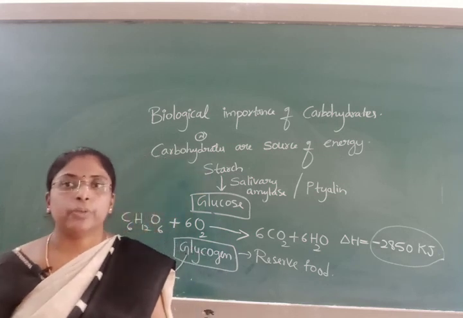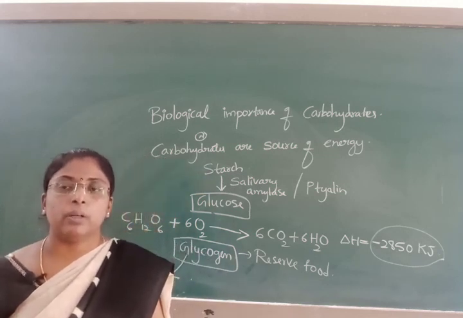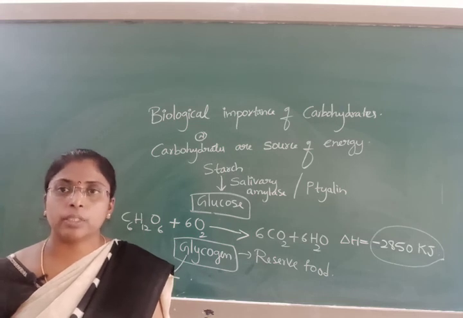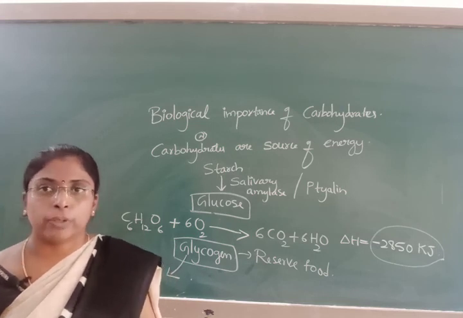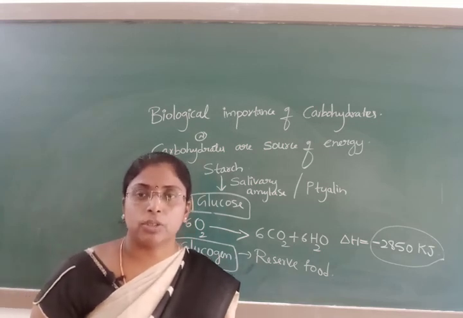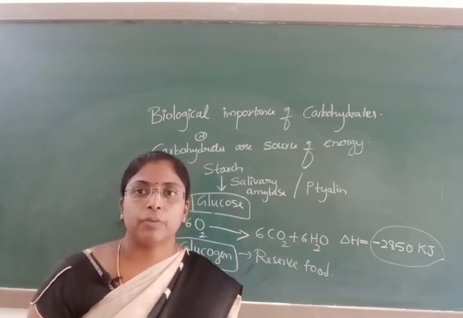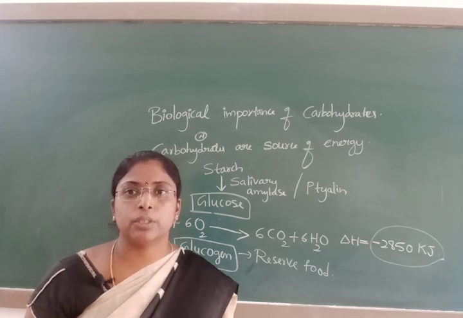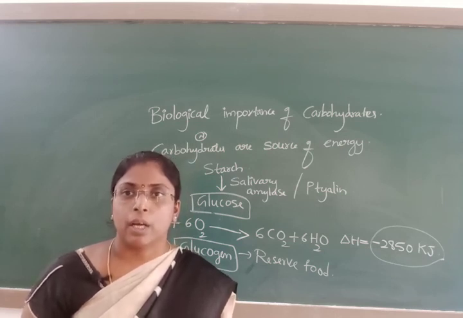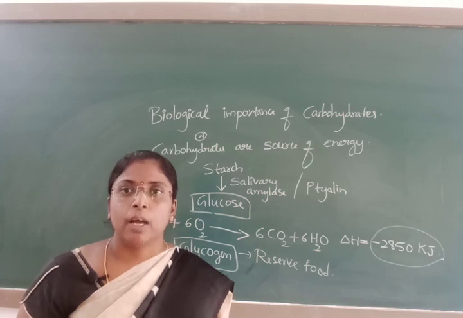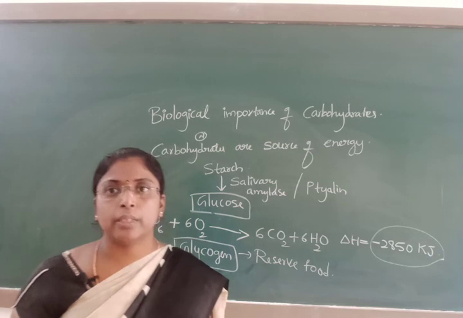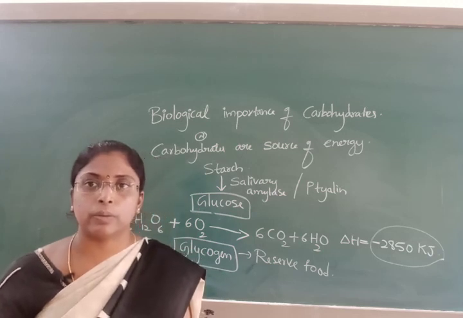Cellulose is present in wood. Wood is the main source, made up of cellulose. We use wood for various materials to prepare benches, tables, windows and various furniture. Wood is nothing but the cellulose carbohydrate. And the cotton, the cloths we use, also contain cellulose as the main source.